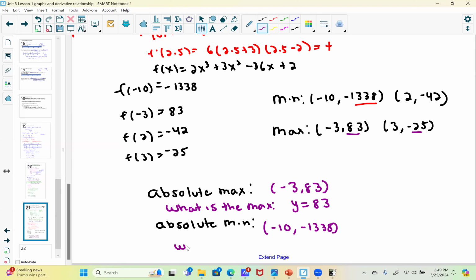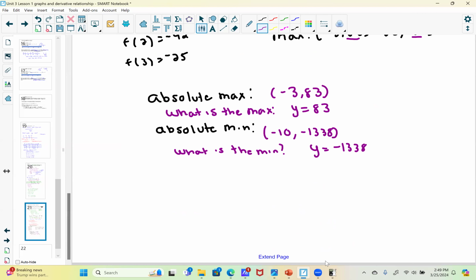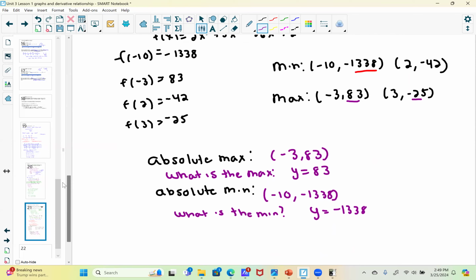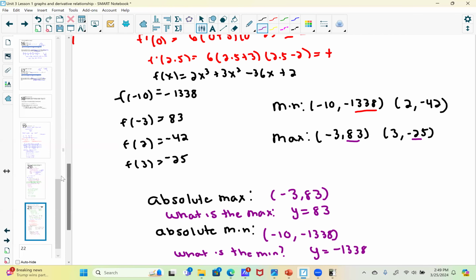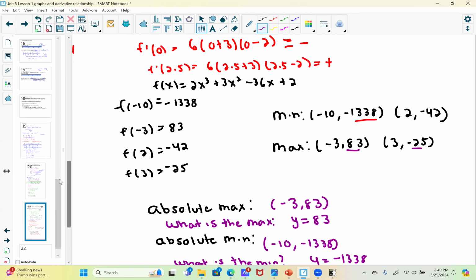Again, if they say, what is the absolute min? I would say y equals negative 1338. And if they say where, I would say at x equals negative 10. Okay, so that is how we find the global max and mins and how we find the max and mins on a closed interval.